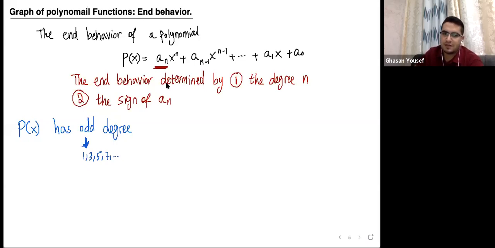It's n sometimes, but sometimes it's n minus 1, whatever. It doesn't matter. So for degree, I mean the highest power. So the highest power is an odd number. So the end behavior will be like this.